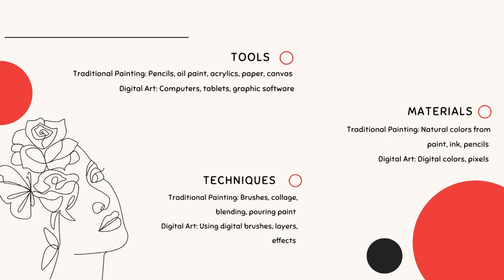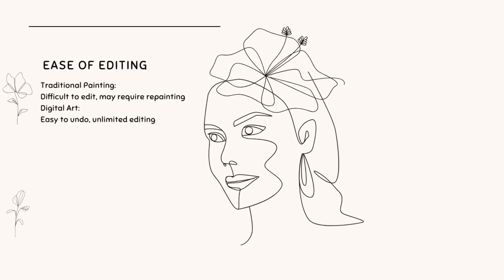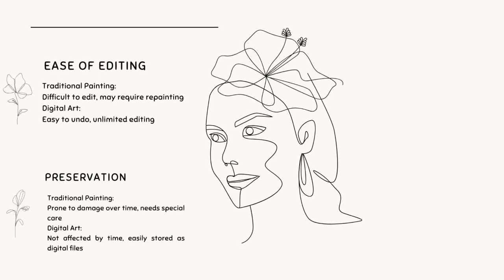While we use brushes, collage, blending, and pouring paint for traditional paintings, we use digital brushes, layers, and effects for digital art. Next is the ease of editing. It's a bit hard and takes much time to edit or even repaint a traditional painting. It's easier to undo and edit without limit in digital art. One more important thing to compare is preservation.